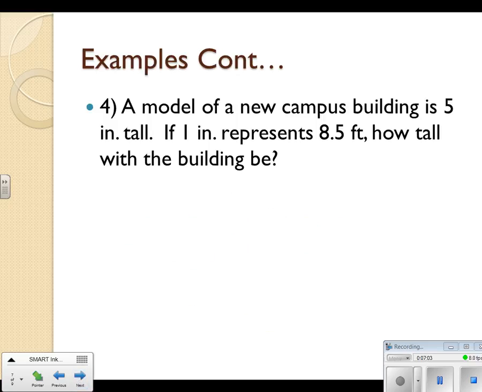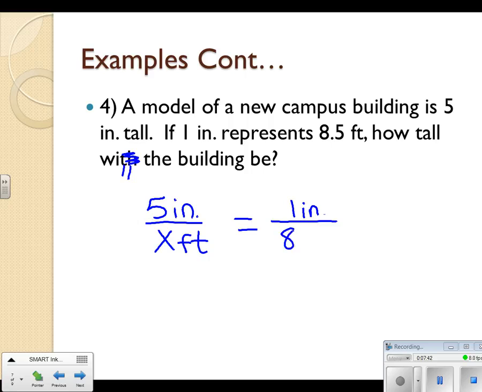A model of a new campus building is 5 inches tall. If 1 inch represents 8.5 feet, how tall will the building be? So we've got this building, and on the model, it's going to be 5 inches. And so we want to know how tall it's actually going to be in feet. And the scale that we're using is 1 inch. I'm putting that on the top because inches is on the top on the left side of my proportion here, is to 8.5 feet.